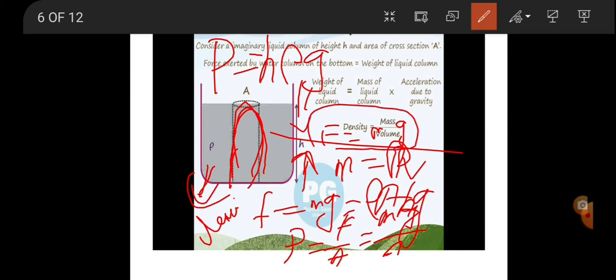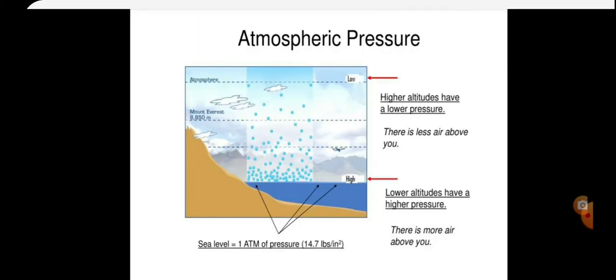So rho value, mass equal to rho v. Then only mass m is equal to rho v. Okay, this is to apply the formulas of pressure. Next one, atmospheric pressure.